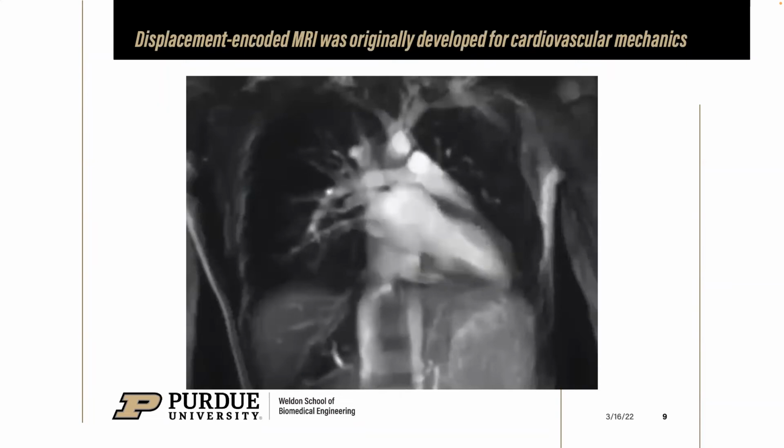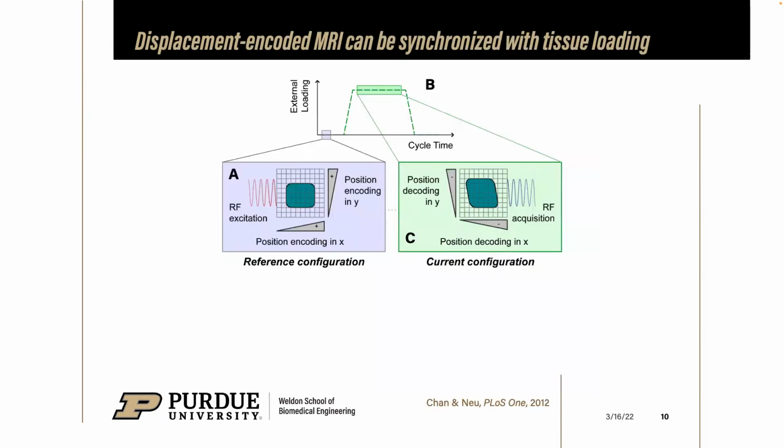Are we able to measure some of these same mechanics using the same imaging techniques, but now doing so in other tissues that don't have self-actuation? And so very briefly, this is how displacement encoded MRI works, right? We essentially time our external loading, which occurs across one particular load cycle, and we time that with our imaging.